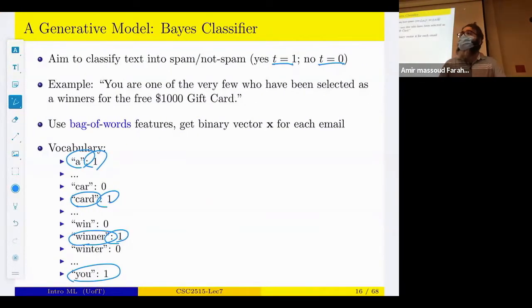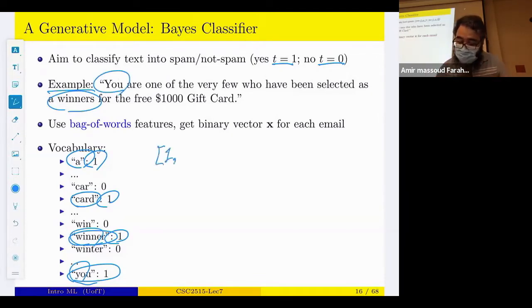Just as an example, let's assume that we want to design a classifier that detects whether a text is spam or not. So we are given a sentence like this, you get this as an email, and then you want to figure out whether it is spam or not. One approach is to use something called a bag of words feature, which is essentially a dictionary of different words, and we check whether each word exists in the text or not. For example, the word winner or you exists here somewhere. So that would be a binary feature.